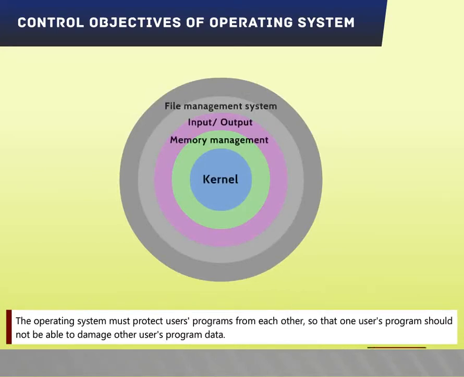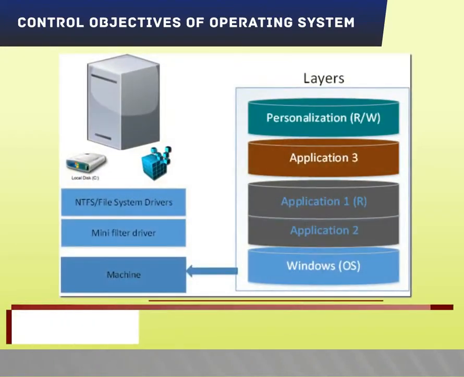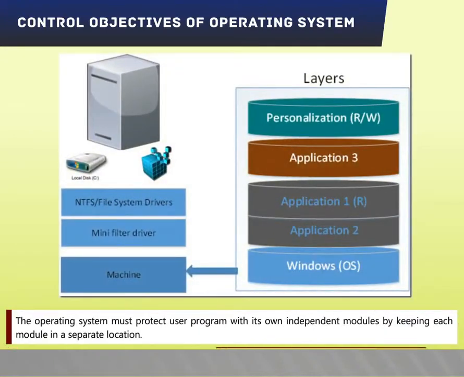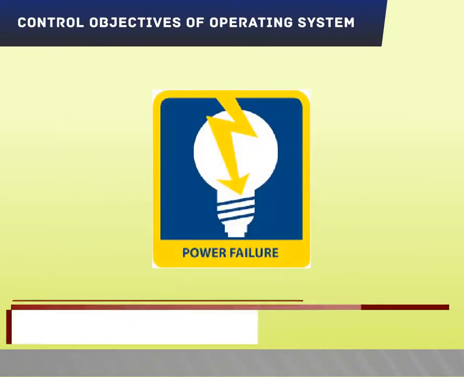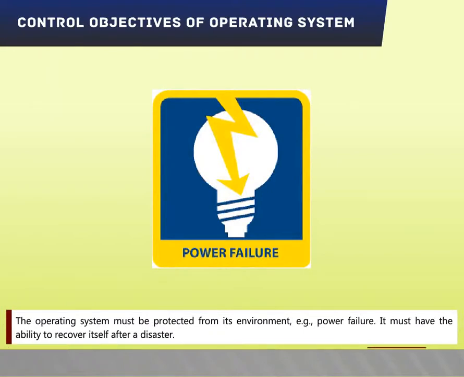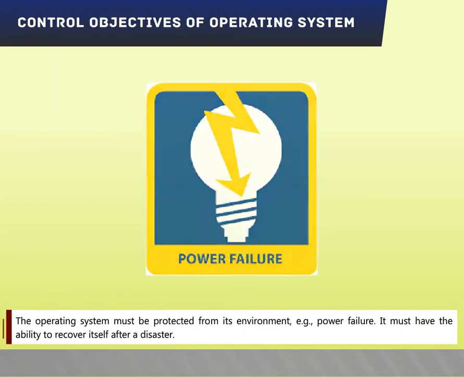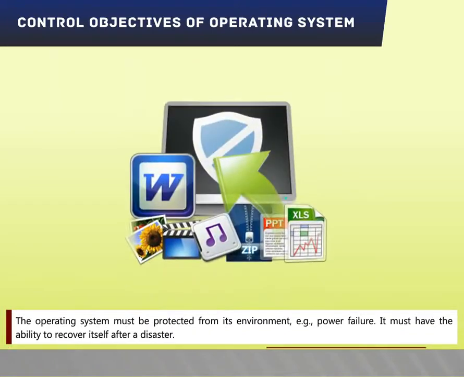The operating system must protect users' programs from each other so that one user's program should not be able to damage other users' program data. The operating system must protect user programs with its own independent modules by keeping each module in a separate location. The operating system must be protected from its environment, for example, power failure. It must have the ability to recover itself after a disaster.